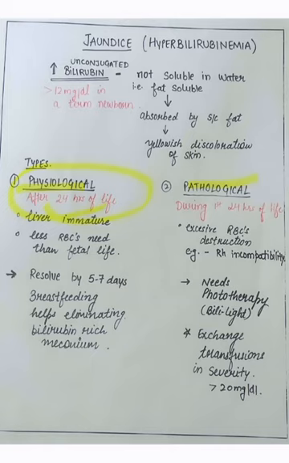After 24 hours of life, physiological jaundice can occur in most newborns, but it gets resolved by 5 to 7 days with breastfeeding, because breastfeeding provides colostrum, which has a natural laxative effect that helps in eliminating the bilirubin-rich meconium.